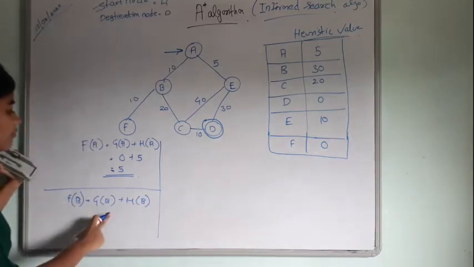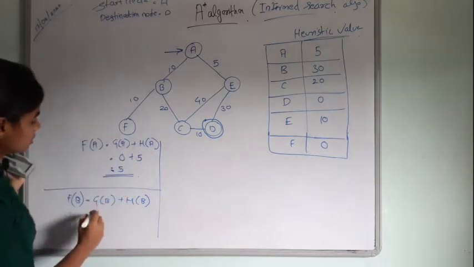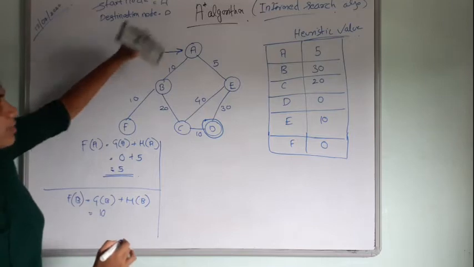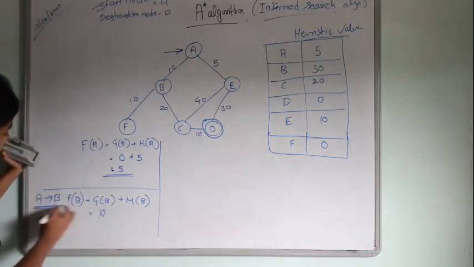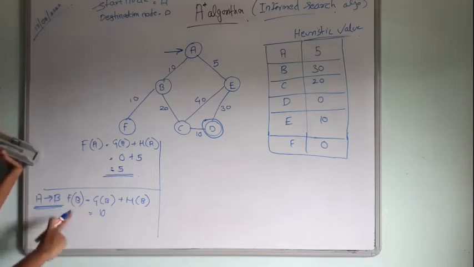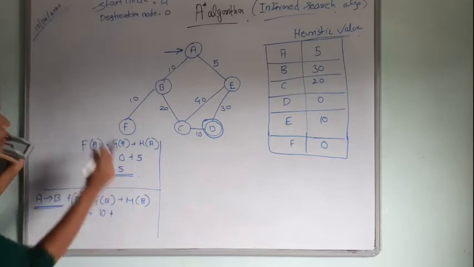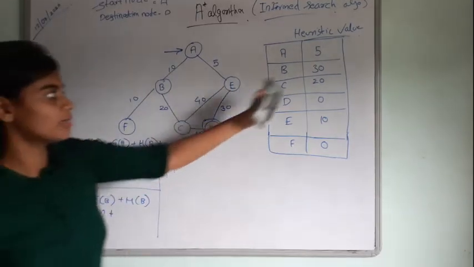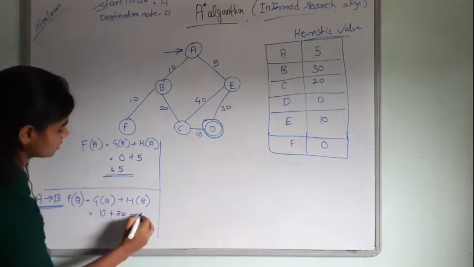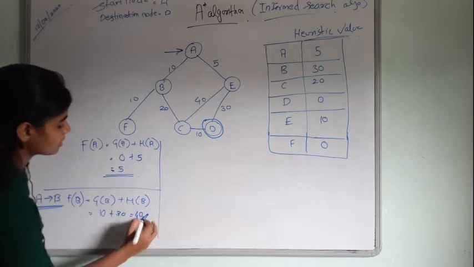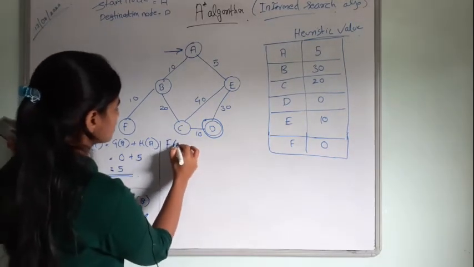F of B is G of B plus H of B. G of B means how much? 10. A to B, I write here A to B. You can see here A to B, G of B is here 10 and B's heuristic value is 30. So I will write here 30. How much will you get as the answer? It is 40. Okay.